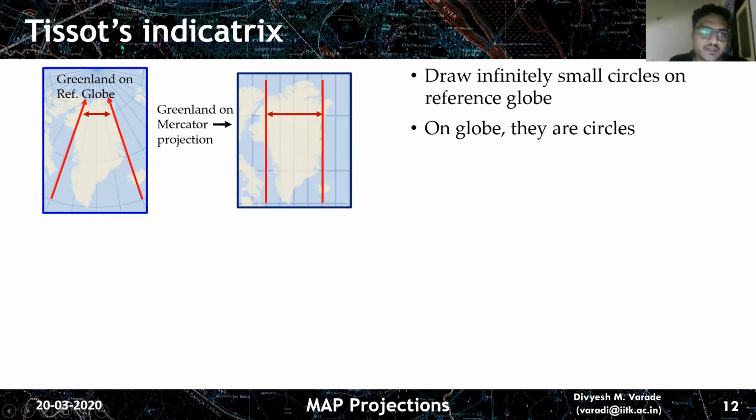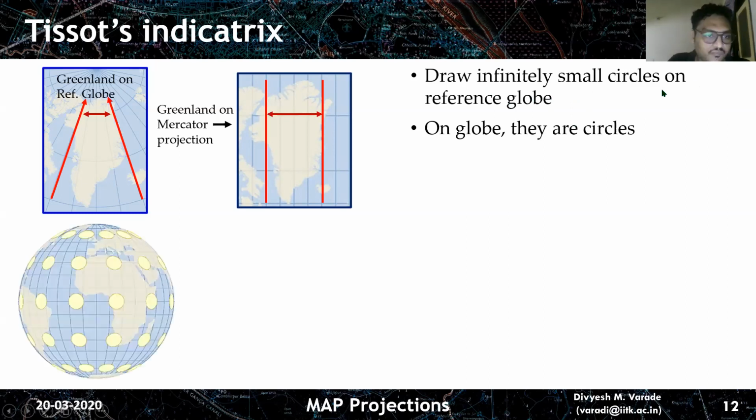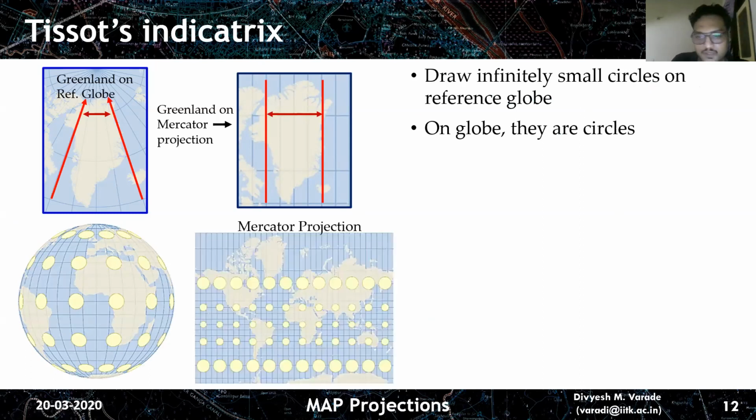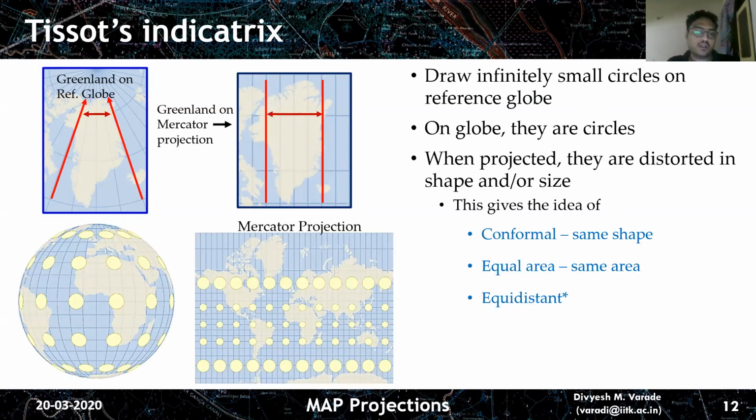So the idea behind Tissot's indicatrix is that you can develop or project very small circles, infinitely small circles, on the reference globe. On the reference globe, these are all circles. These are infinitely small, but for illustration here they are made large so that you can understand how Tissot's indicatrices work. For example, here on the reference globe, all of these are circles. But when we project it on the 2D map, they can either be circles or they can be distorted, shrunk shapes similar to ellipses.